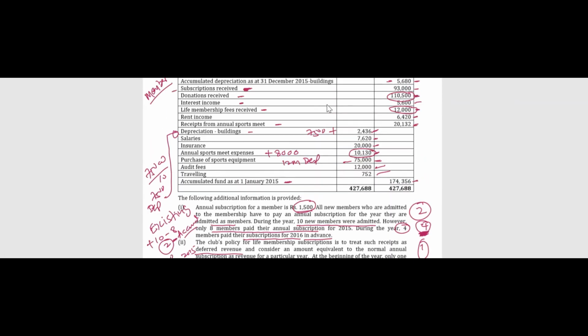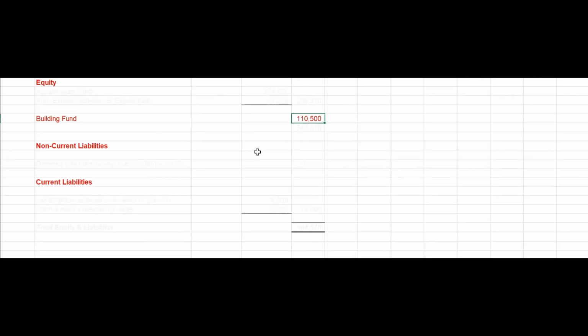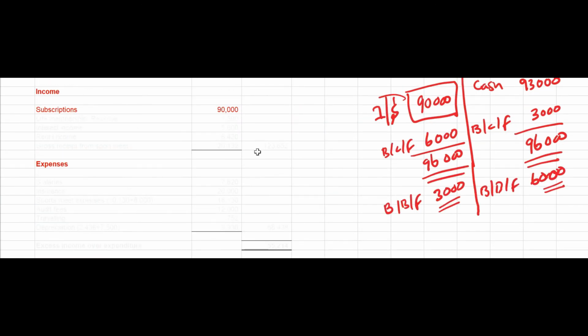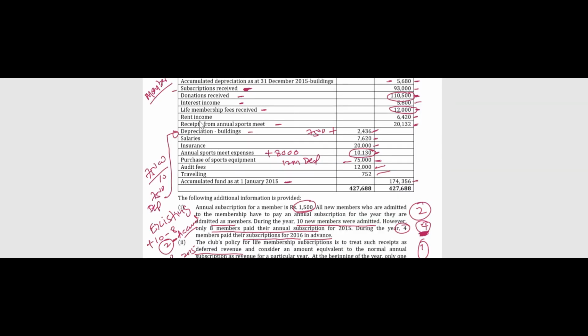What is that? Interest income 5,600. So this should go to the income statement. So your income statement will show interest. Okay, interest income, how much? 5,600.